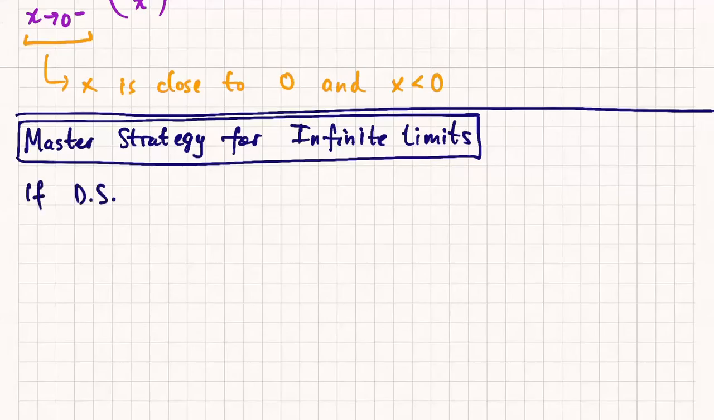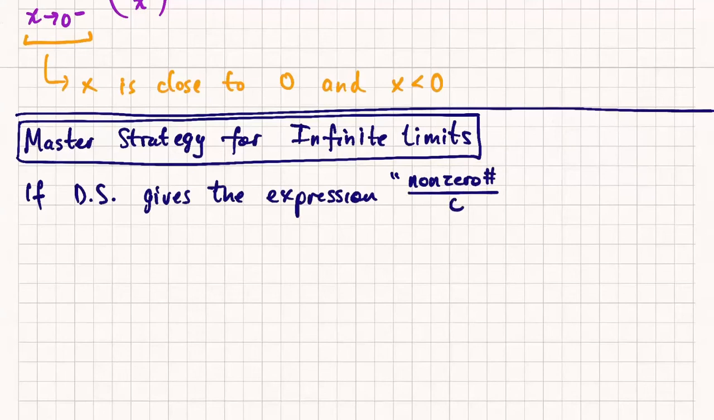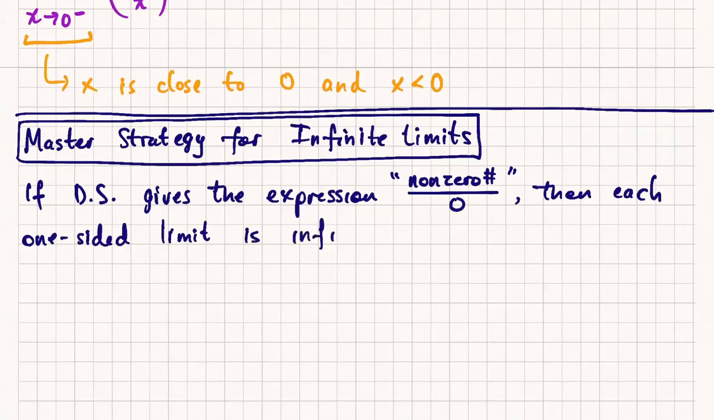So if direct substitution, DS is direct substitution, if DS gives the expression non-zero over 0, then each one-sided limit is infinite. To say that the limit is infinite means it could be either plus or minus infinity, one or the other.